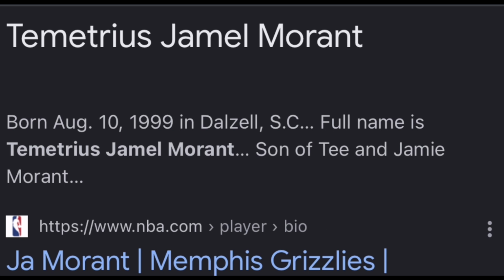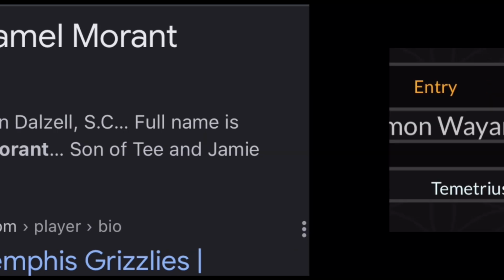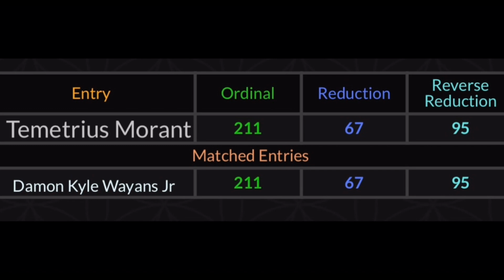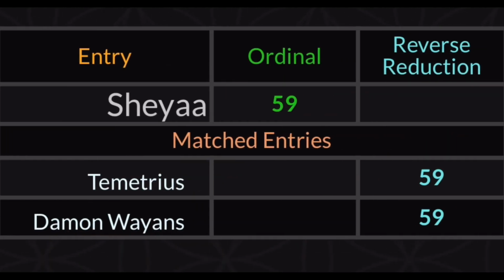So Morant's real name is Demetrius Jamel Morant. Damon Wayans and Demetrius both equal 130, 40, and 59 in the same ciphers. And then Morant's real name and Damon Wayans' real name have the same gematria in 3 ciphers. They share the number 211, 67, and 95 in the same ciphers. And then 21 Savage's first name, Shea, equals 59, just like Demetrius and Damon Wayans. So these 2 characters have a lot in common, and they look so much alike, man. It's crazy how easy it is to see this one.